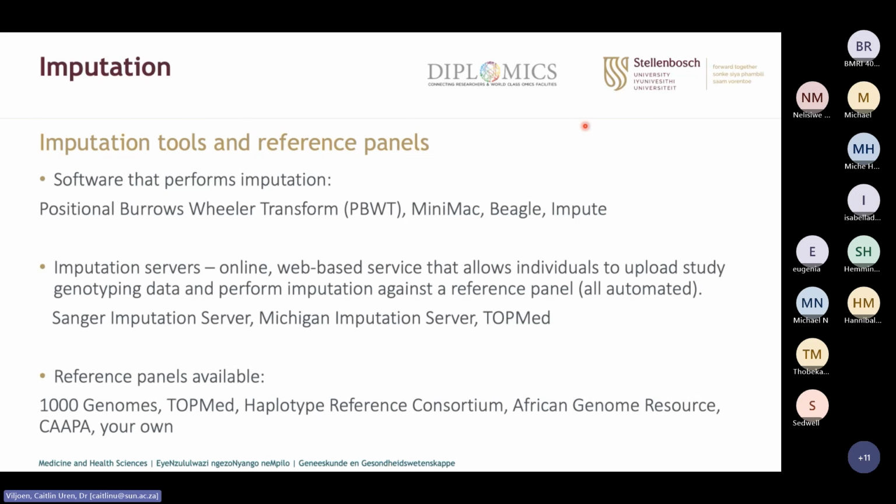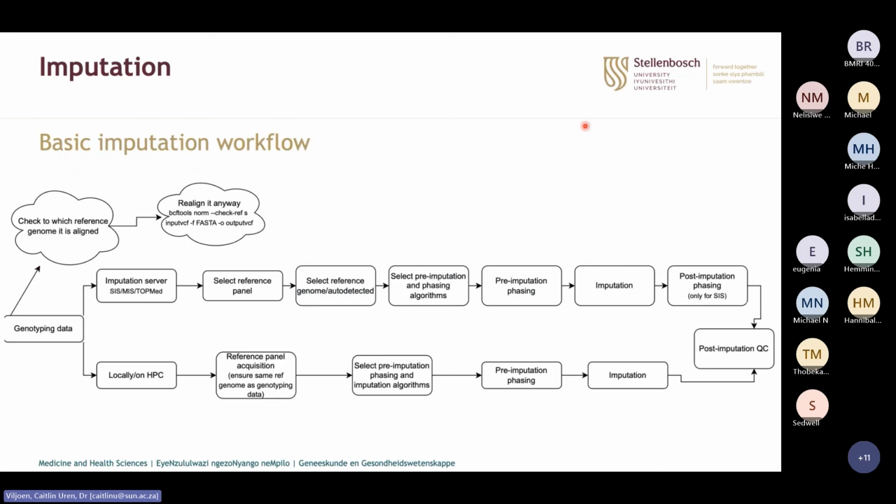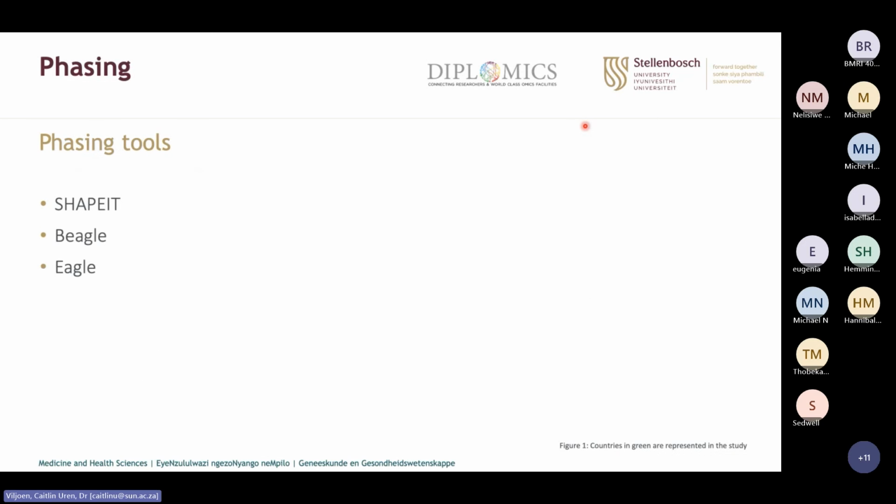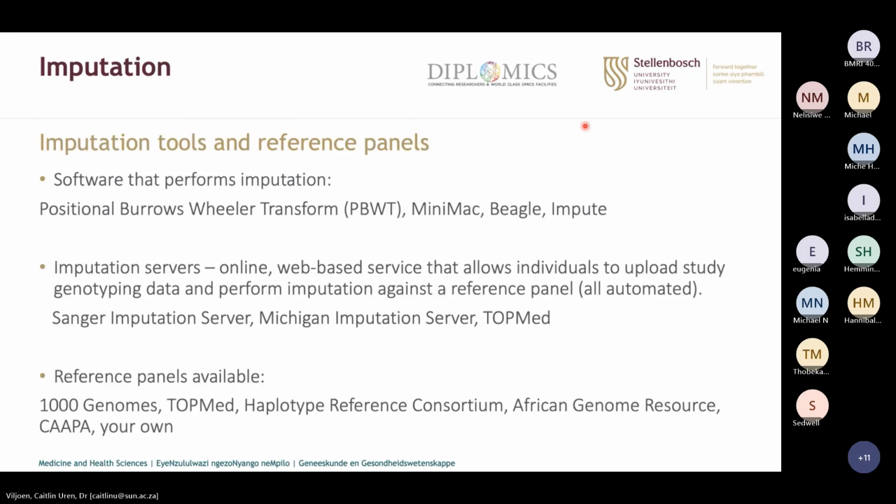Imputation tools that can be used, both on the imputation servers as well as locally, include the positional Burrows-Wheeler transform, PBWT for short. You can also use Minimac, you can use Beagle, and you can use Impute. Each of these has positives and negatives, so you will need to do some research in terms of which is the most suitable for your data set.